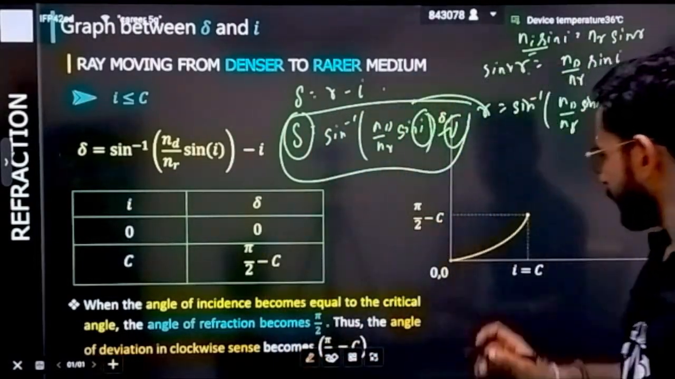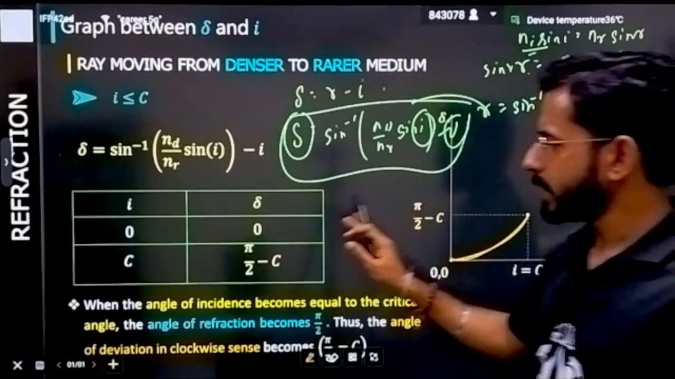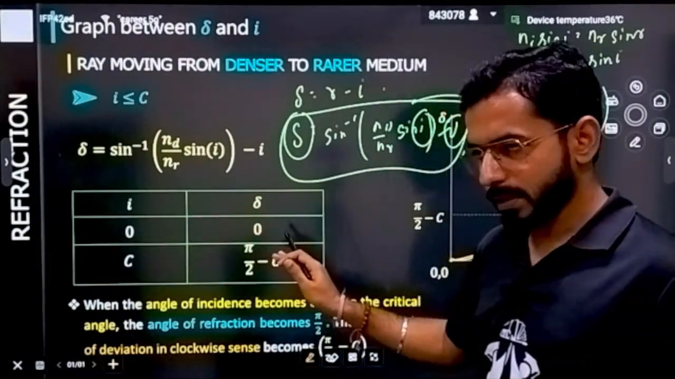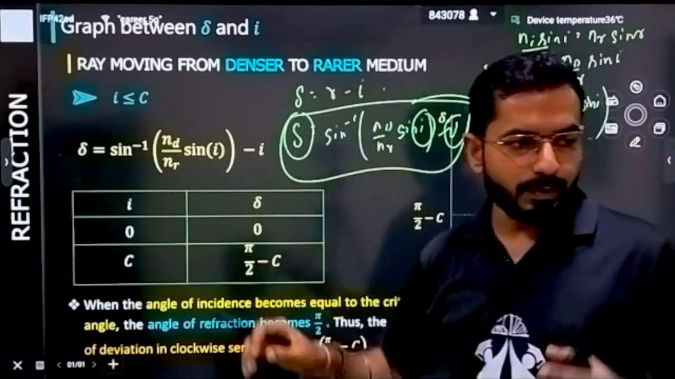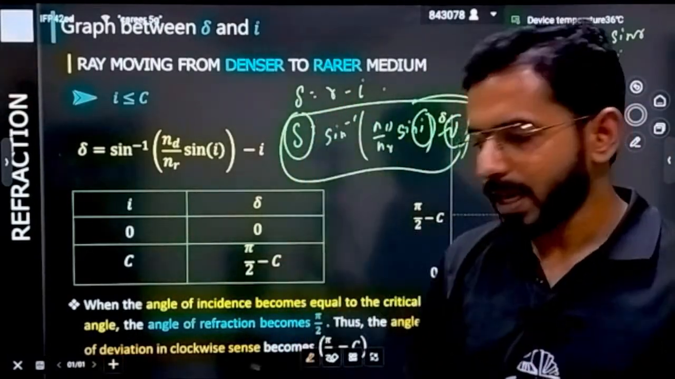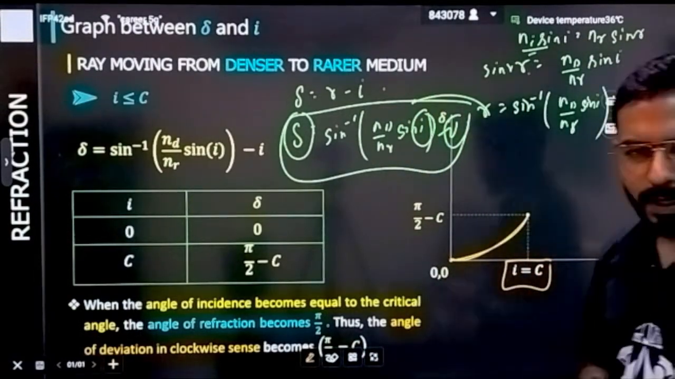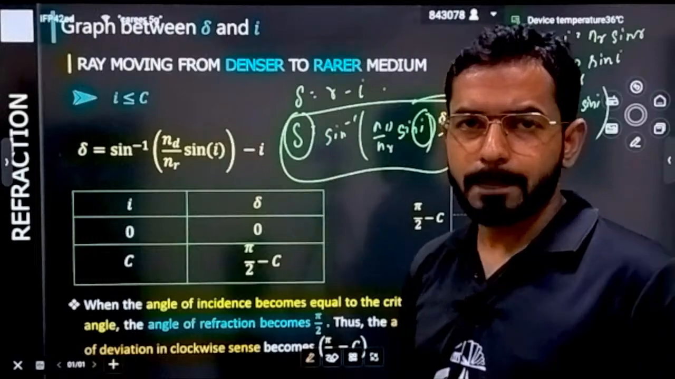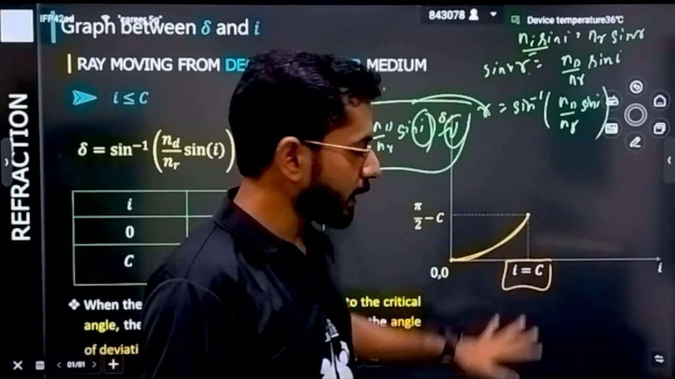But when you put in values, the curve comes like this, because there are some points: at i equal to 0, how much deviation is there, and at i equal to c, how much deviation is there. Just put the values and you will have 2 points. Just match those 2 points, and you will have a curve till it is equal to the critical angle. Can you tell me what will be happening after the critical angle? Just after the critical angle, what happens?